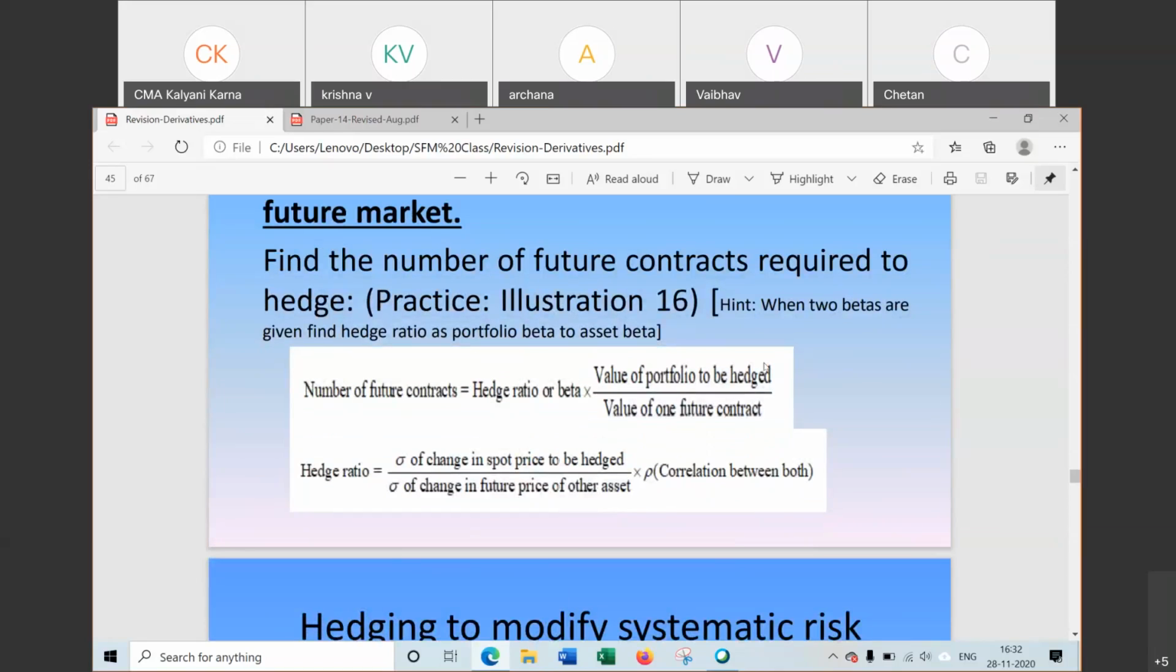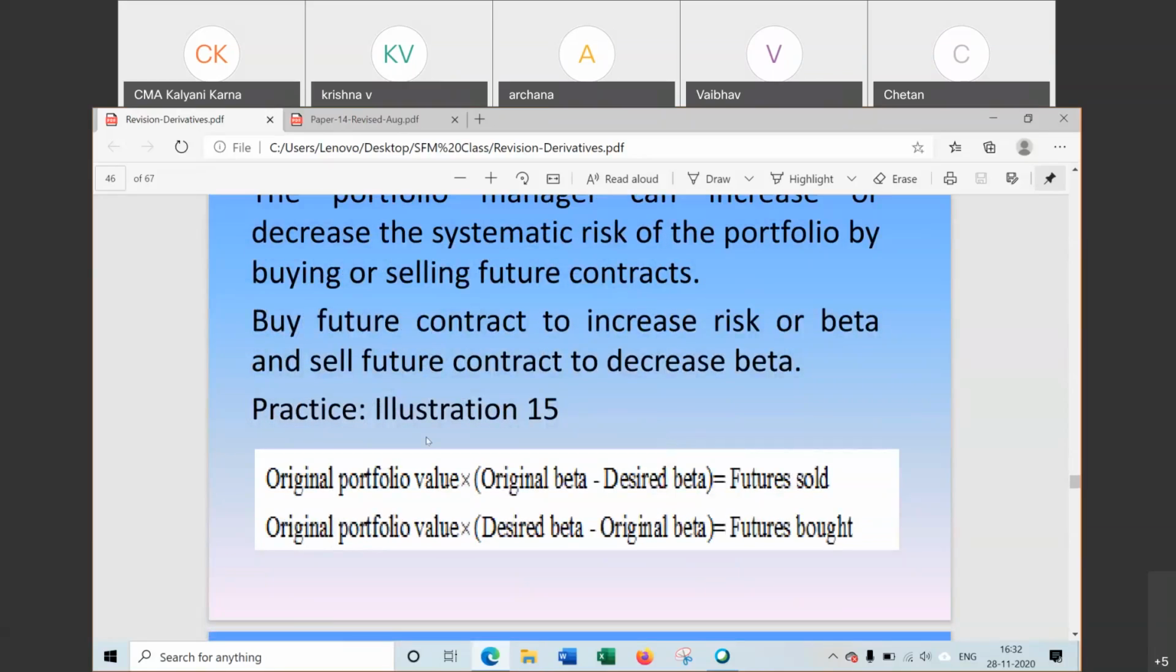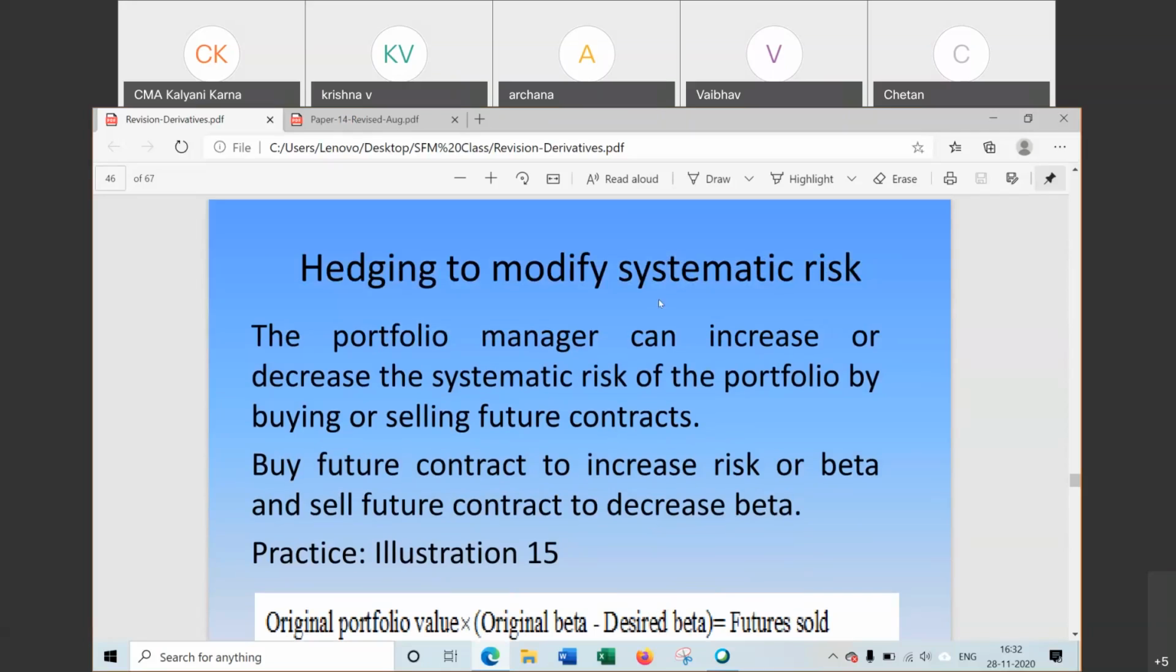So one question, find the number of future contracts to hedge the portfolio. Portfolio is already created by the investor and we have to hedge this portfolio. So it is value of portfolio to be hedged divided by value of one future contract. Now the second case, that is hedge to modify systematic risk. Hedging to modify systematic risk. Modify means what? To change the systematic risk. So beta can be increased or beta can be decreased.